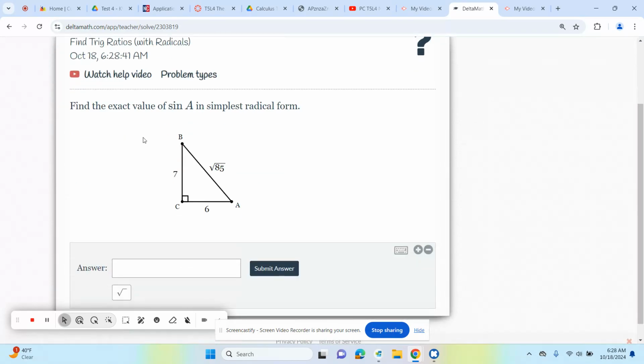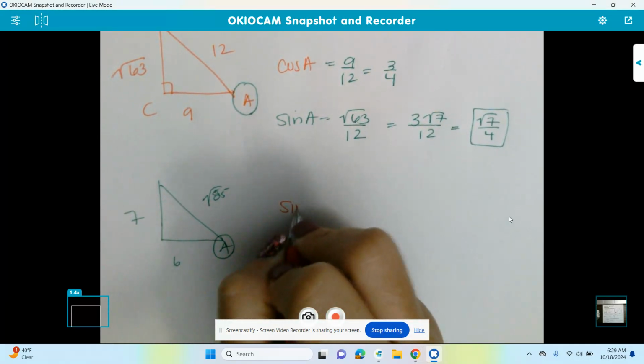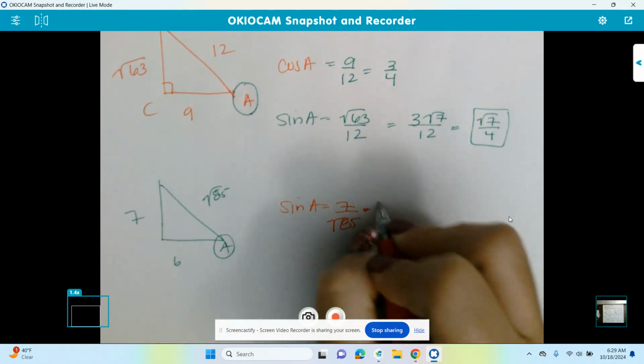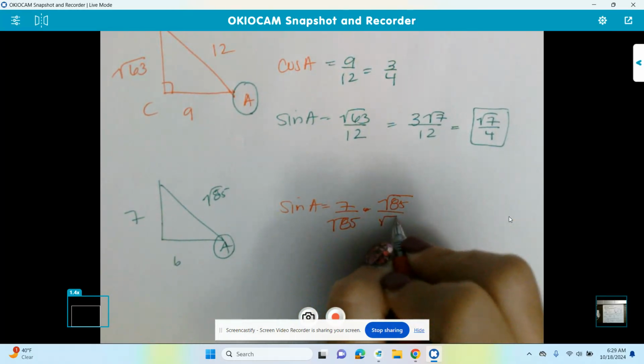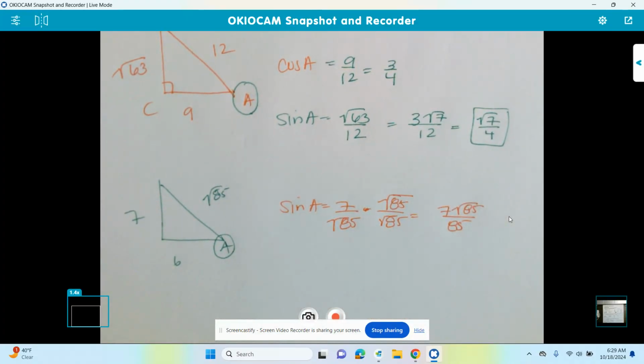All right, let's try this one. Sine of A. So here's A. All right, sine of A. So sine again is opposite over hypotenuse, so that's going to be 7 over the square root of 85. All right, which we know we can't leave that there. So that's going to give me 7 square root of 85 over 85. Well, can 85 break down at all? Let's see. It does not, so we're done.